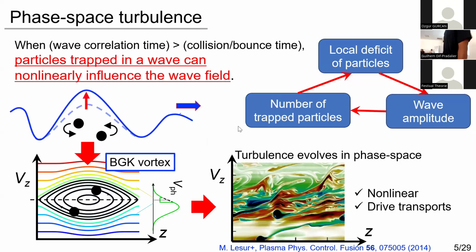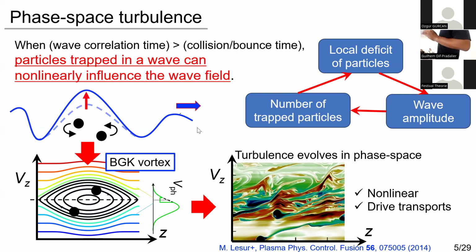Then I will talk about the phase-space turbulence. Phase-space turbulence becomes very important especially when the wave correlation time becomes longer than the collision time or bounce time of the trapped particle, especially in the high temperature plasma where we have less frequent ion-ion collision. So in such a case, the particles that are trapped in a wave can nonlinearly influence the wave field, which is illustrated in this picture. So let us consider the blue curve here is a propagating potential wave, and the black curve is trapped particles in a wave phase of the potential wave.